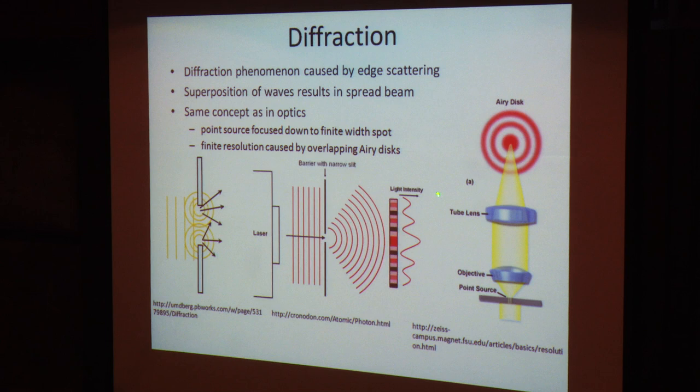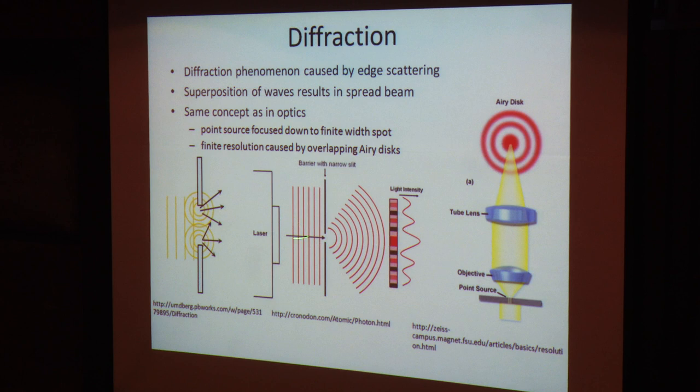But why does it actually start diverging this way? Well, the real reason is because we have scattering here in all directions at the edges. So intuitively, you can see from this picture, if these edges are close together, then the effect of these ringlets coming out is more pronounced. And in fact, that's what I use to remember it: small apertures lead to wider divergence angles.